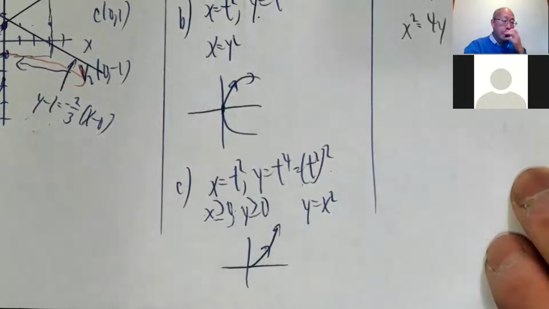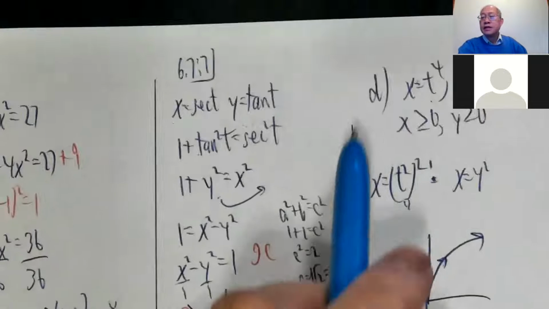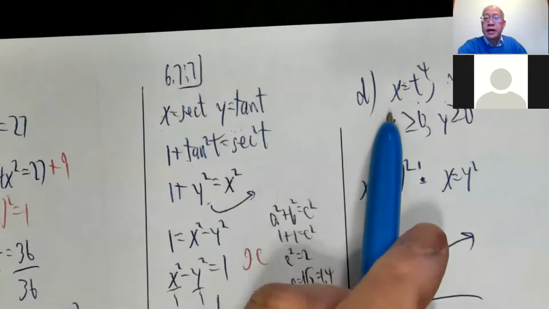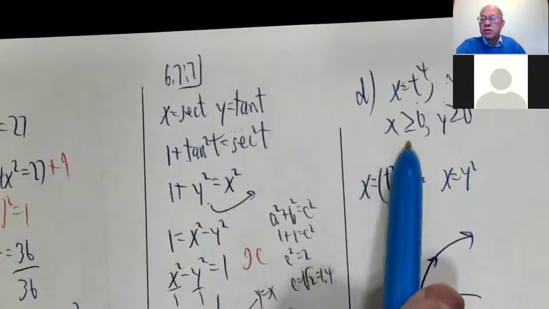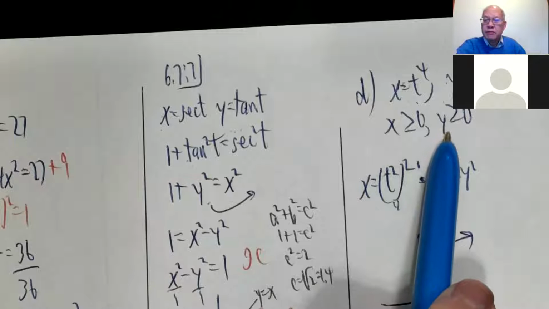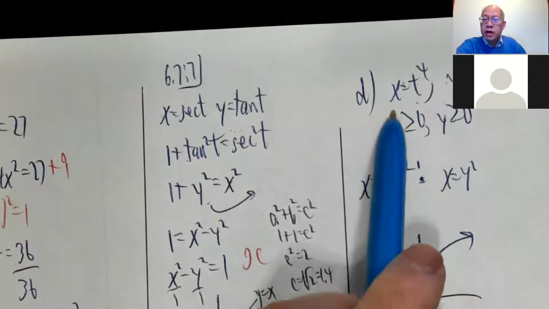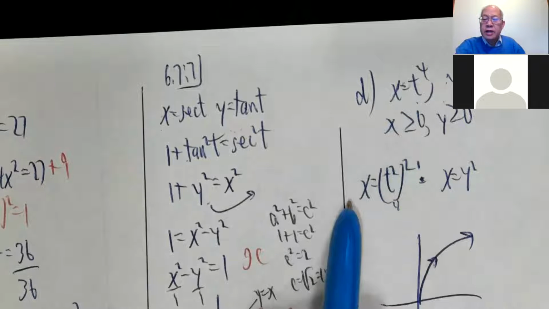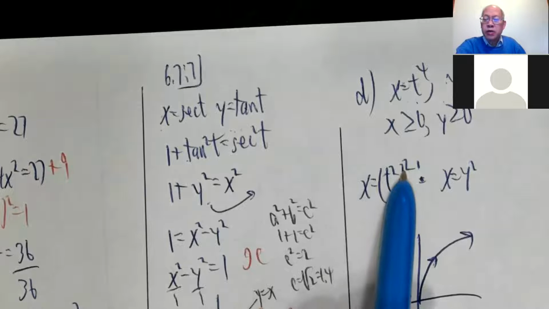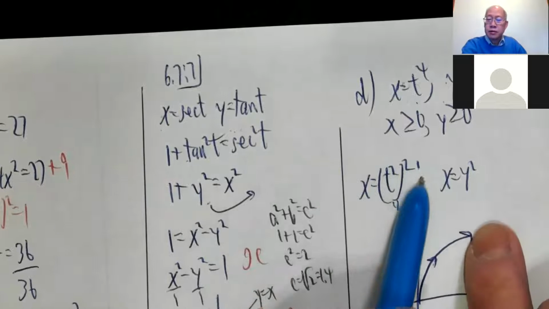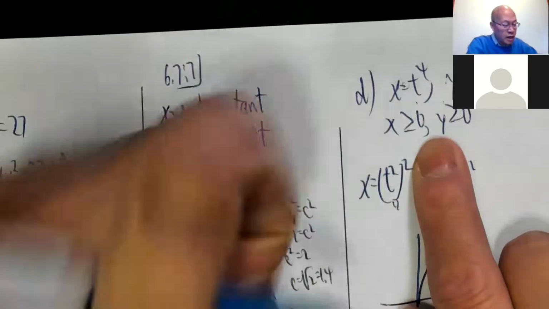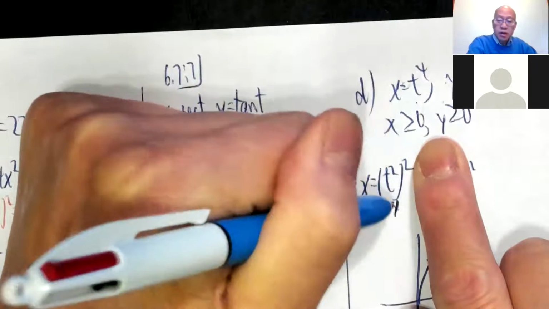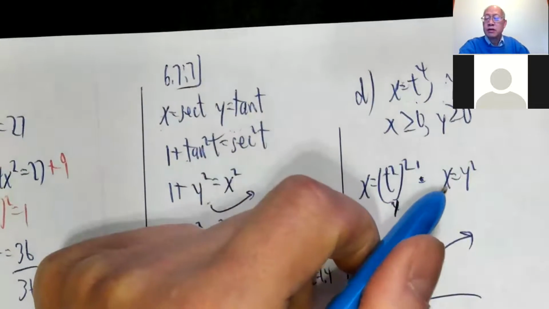And finally, the reverse, D as in dog: x equals t to the fourth, y equals t squared. Once again, x is greater than or equal to 0 and y is greater than or equal to 0. So rewrite t to the fourth: x equals t squared, squared. Sorry for all these other stray marks here, but t squared is now y. That's y. So x equals y squared.